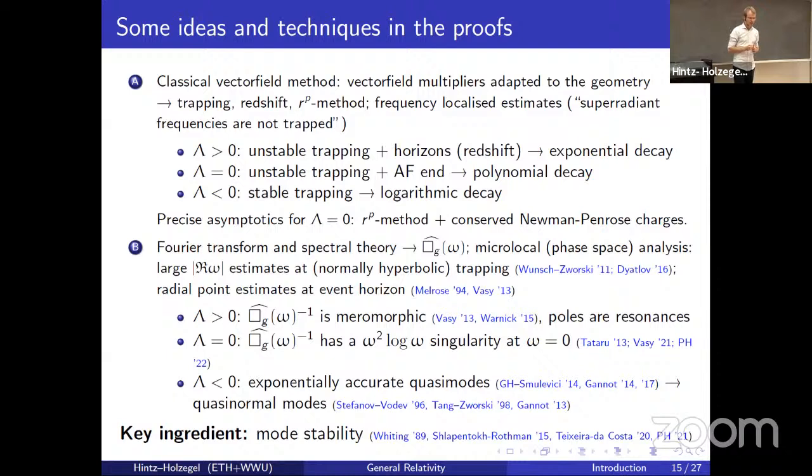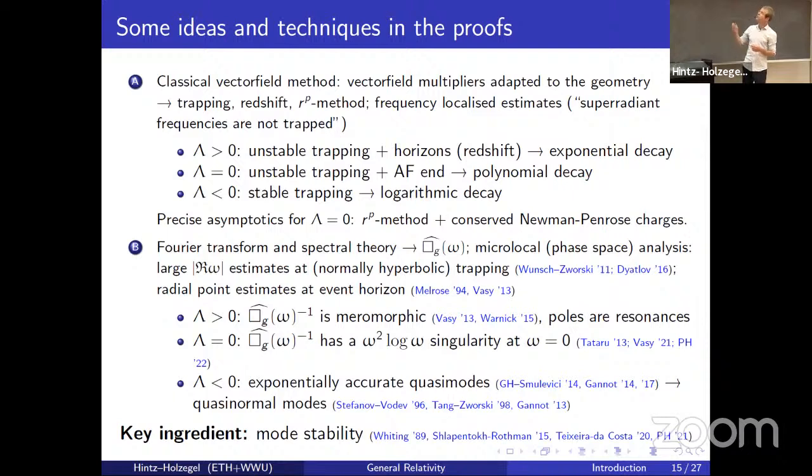There are mainly two approaches that are very interrelated. The first approach uses the time-honored energy method, the classical vector field method. And the idea is that you use vector field multipliers to prove energy boundedness or estimates, or show that certain energies of the wave are integrable in time, for instance.